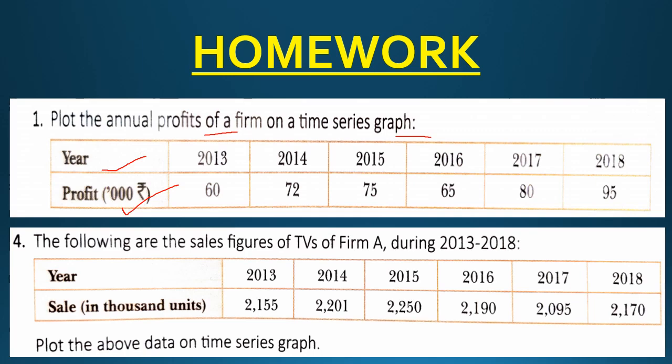Next one, the following are the sales figures of TVs of a firm A during 2013-2018. This is the year which will be taken on the x-axis, and this is sale in 1000 units which will be taken on the y-axis. Now see, the gap between 0 and the first unit will be more. So we will use kink or false line.